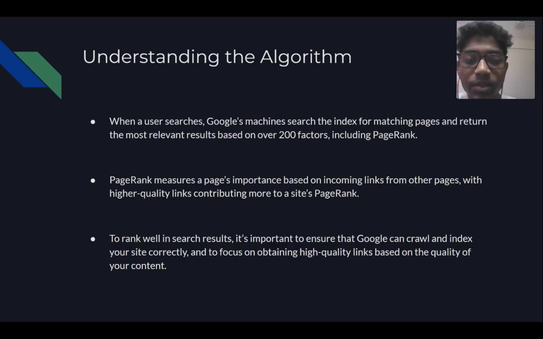PageRank measures the page's importance based on incoming links from other pages, with higher quality links contributing more to the site's PageRank. To rank well in search results, it's important to ensure that Google can crawl and index your site correctly, and to focus on obtaining high quality links based on the quality of your content.